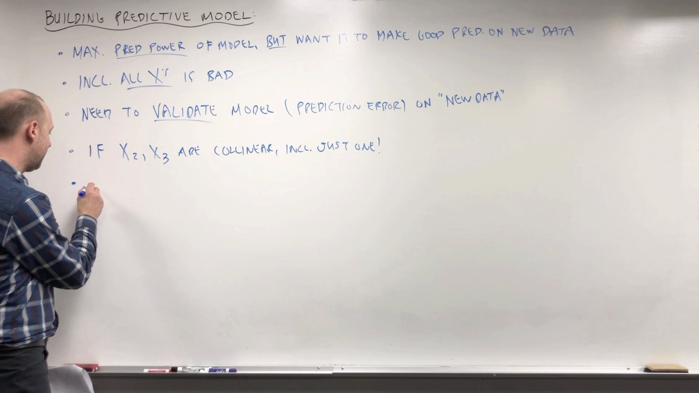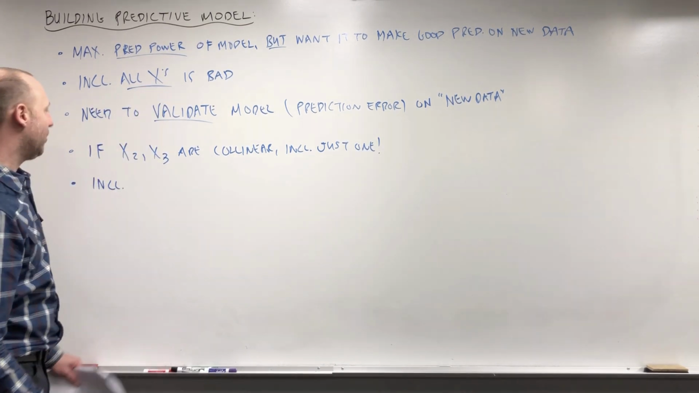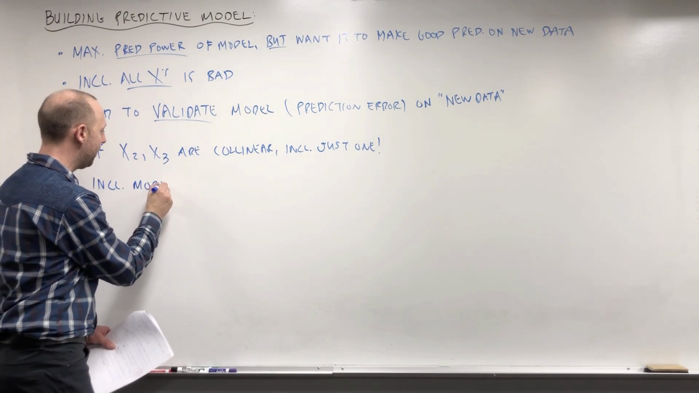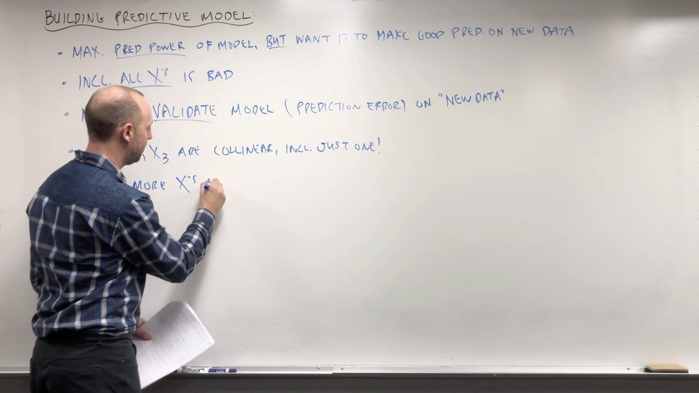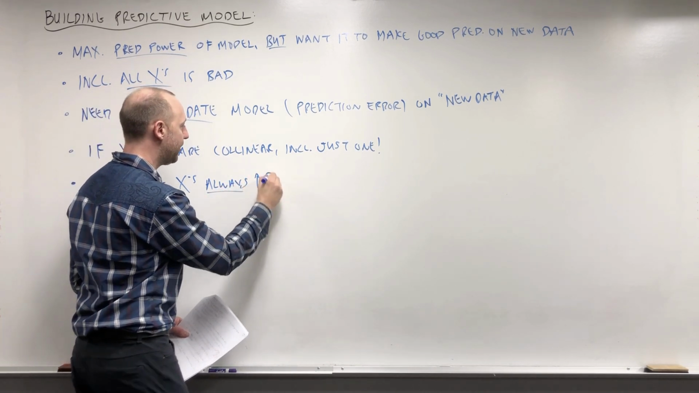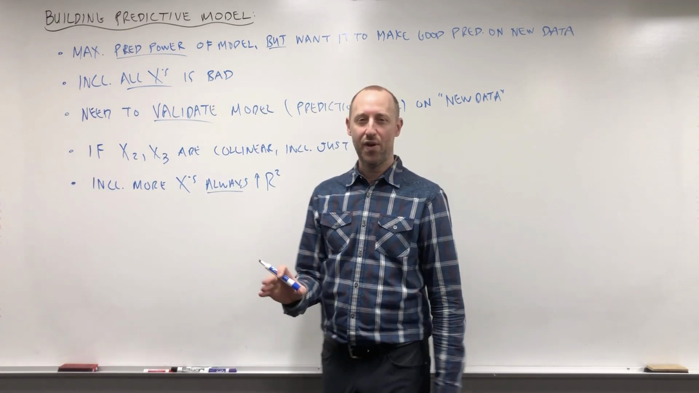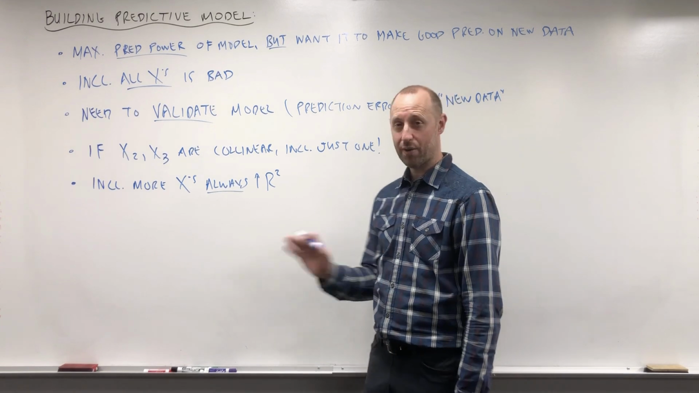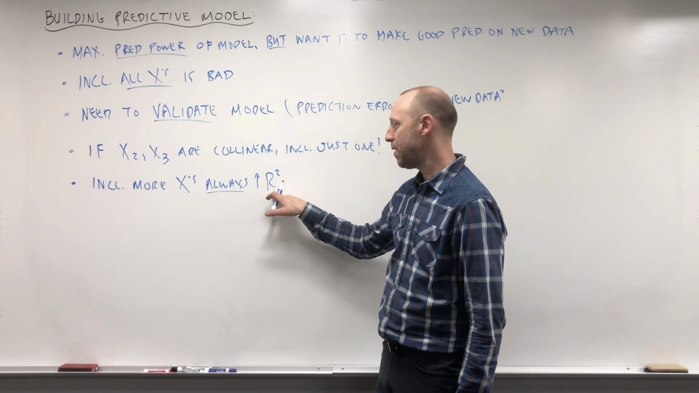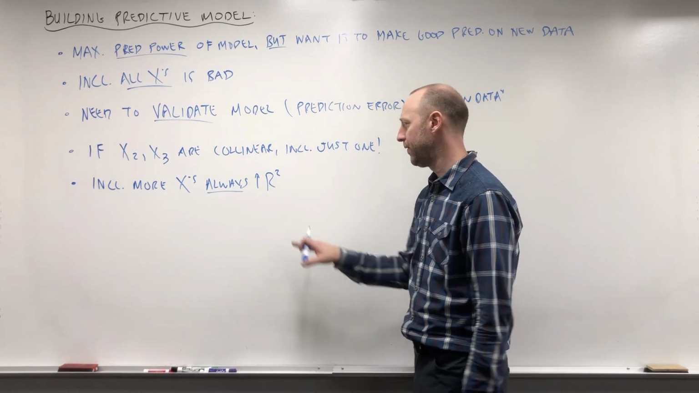A reminder, and this is sort of related to the don't include all x variables, but including more x variables will always increase the R squared. So if we have some other variable that in reality is not related to the outcome, if we put it into our model, it's going to bump up the R squared by a little bit, always. By chance, it's going to go up a little bit.